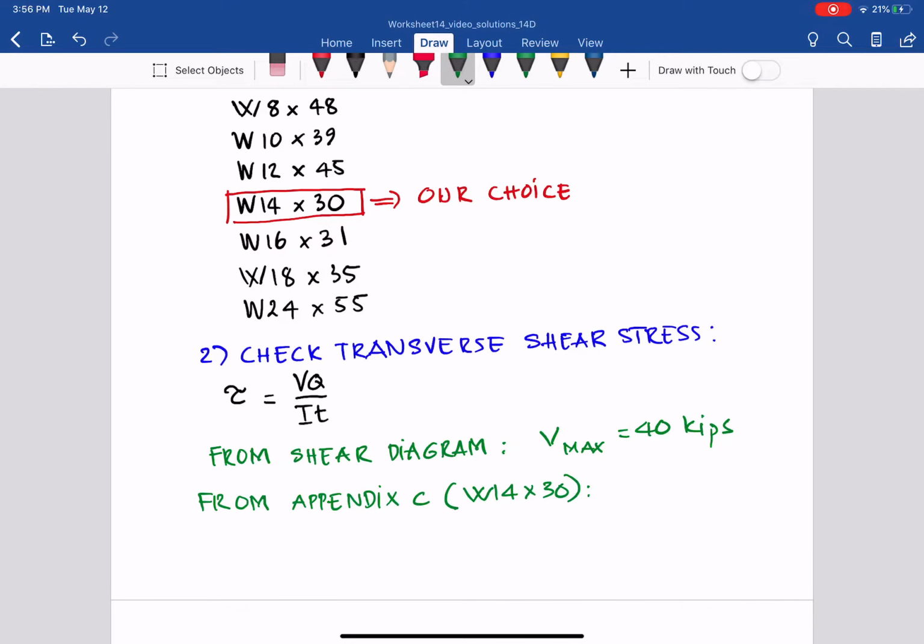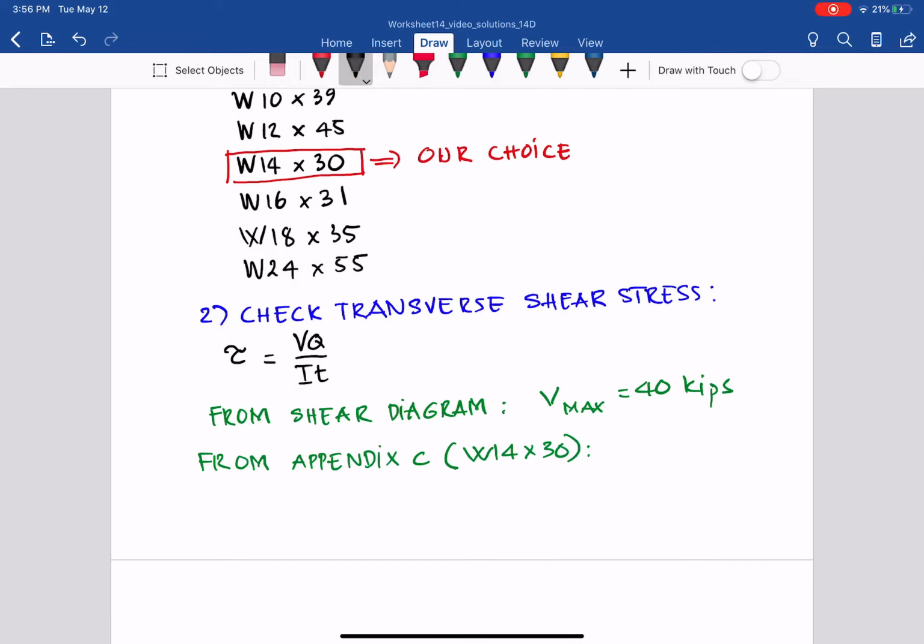Let me write it out here. From that we have Ixx, the area moment of inertia, 291 inch^4, and then we also have t web equal to 0.27 inch, also from appendix C.